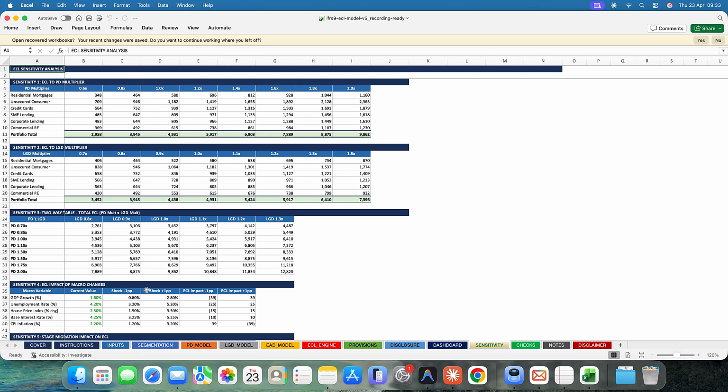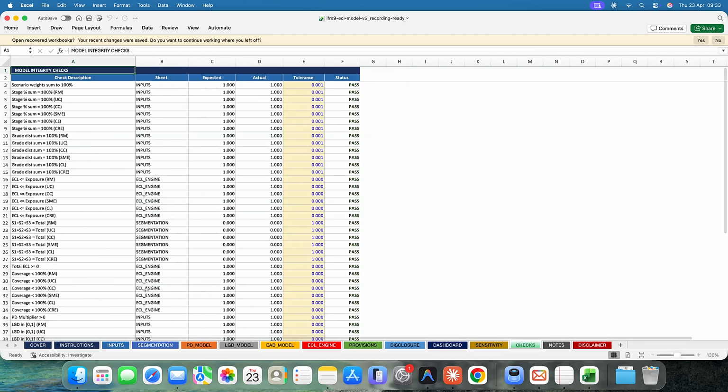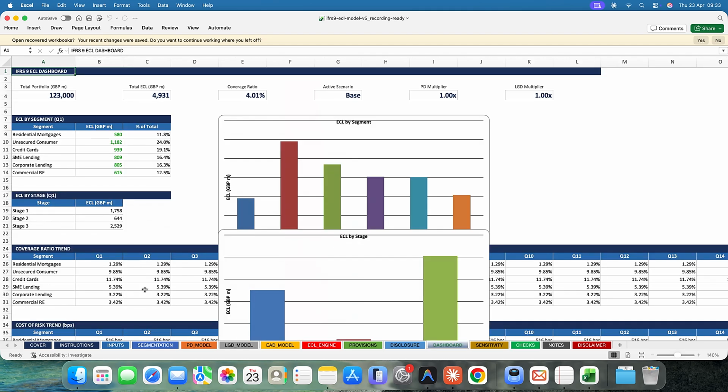The integrity layer. Stage balances sum to total. Coverage ratios in the right range. ECL stock equals Stage 1 plus Stage 2 plus Stage 3. Provision movement ties to P&L charge. Macro weights sum to 100%. If any fails, master cell goes red.